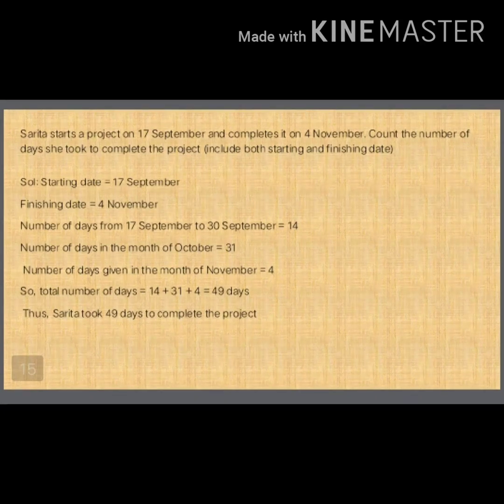Very first thing, we will go month-wise. Let us see how many days we have in September. We have 30 days. Now, as she started the project from 17th of September, let us count from 17th to 30th September, how many days do we get? So the number of days from 17th of September to 30th of September are 14. Now, it includes the entire month of October. So October has 31 days.